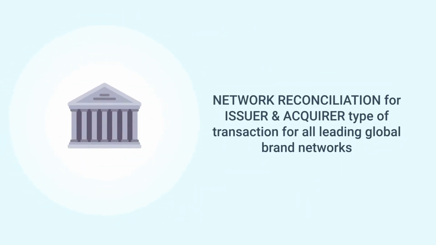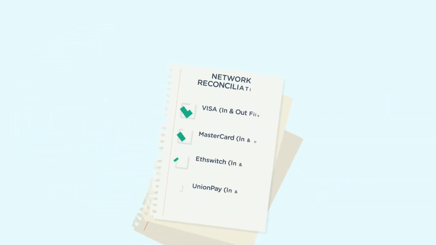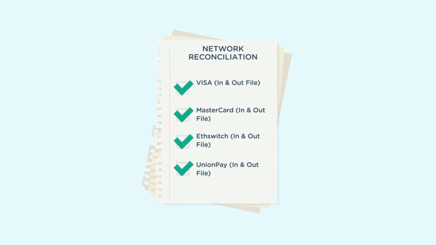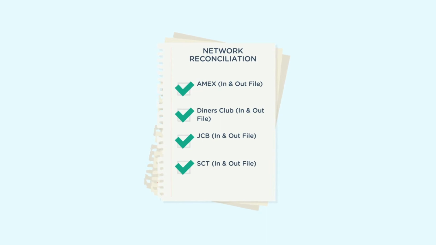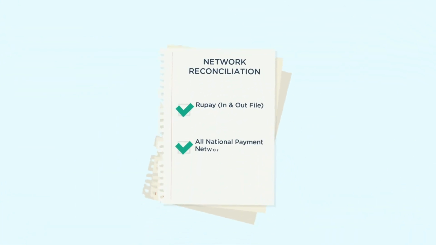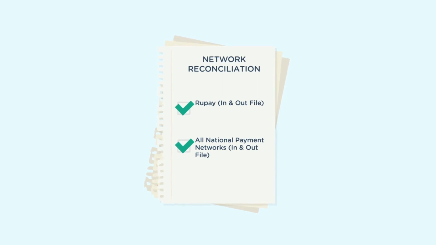Let's see about network reconciliation. We can do network reconciliation for issuer and acquirer type of transactions for all leading global brand networks, like Visa, MasterCard, Switch, Union Pay, American Express, Diners Club, JCB, SCT, RuPay and all local national payment networks.